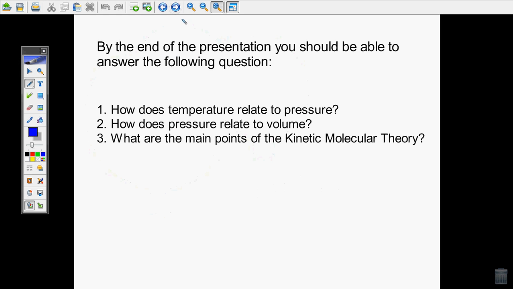By the end of the presentation, you should be able to answer the following questions. How does temperature relate to pressure? How does pressure relate to volume? And what are the main points of the kinetic molecular theory?